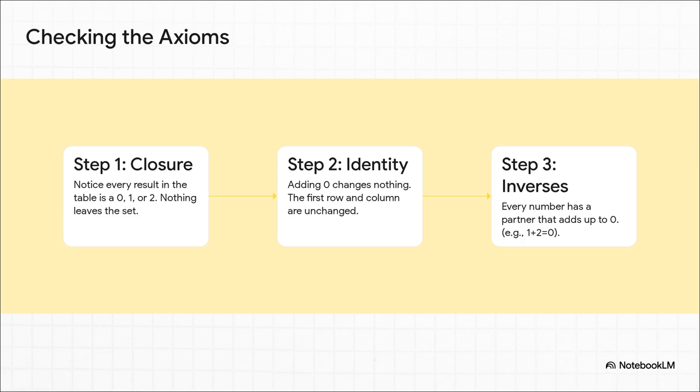Check. Rule 3, inverses. Does every number have a buddy that brings it back to 0? Well, for 1, its buddy is 2, because 1 plus 2 is 0. For 2, its buddy is 1. And for 0, well, its buddy is just itself. Check. It follows all 3 rules perfectly. This, my friends, is a group.